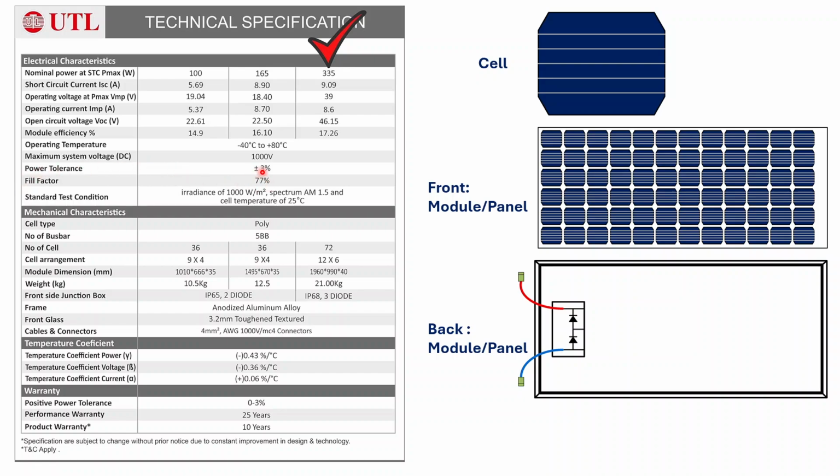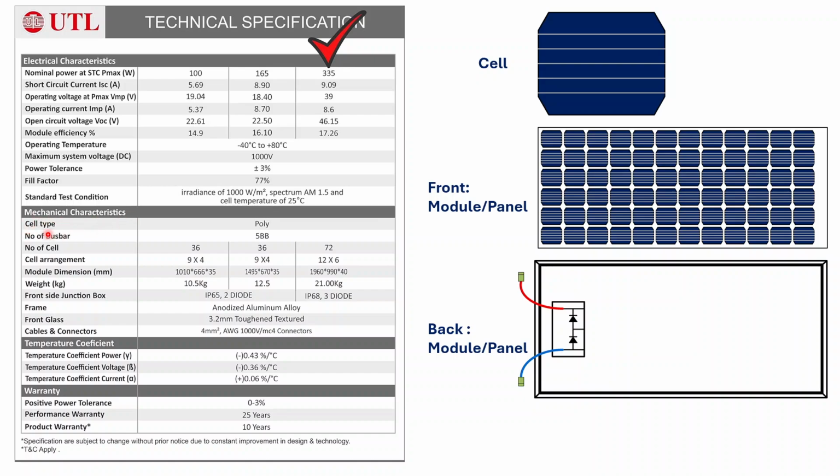Okay, next one is the power tolerance of plus minus 3%. That means as solar panels may not be ideal, the parameters may vary. So the maximum variation in the output power is from minus 3% to plus 3%. That means for 100 watt solar panels, it varies from 97 watt to 103 watt for different panels. Power tolerance is done. Next is fill factor. The solar panels have a fill factor of 77%. Standard test conditions are already discussed. So this completes the electrical characteristics of these three solar modules.